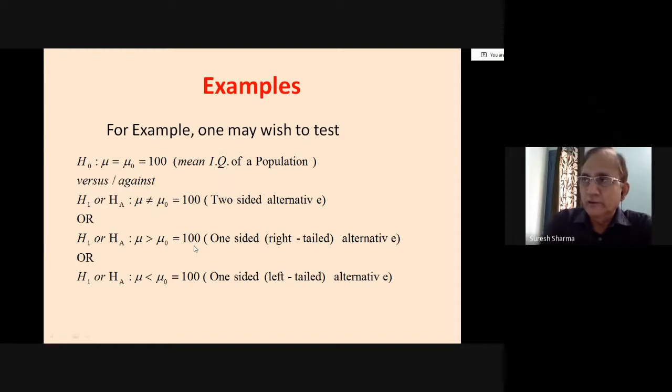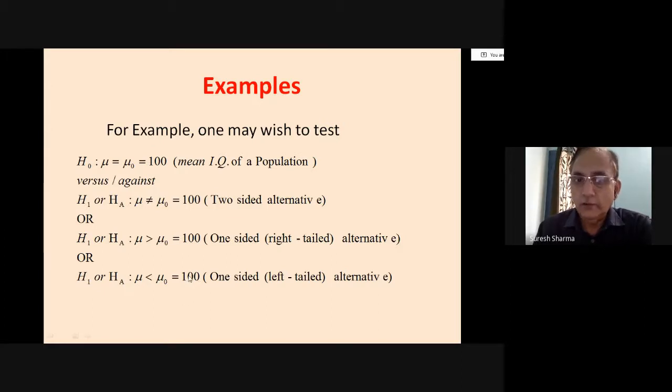Now, sometimes you are 100% sure that this is a very good population, the students are very good. I am sure their IQ level will be more than 100. If you are 100% sure, not 99%, then we use a one-sided test, that mu will be greater than 100. And sometimes you are sure these are very dull students, they don't know much. I'm sure their mean IQ will be less than 100. If you're 100% sure, then the inequality changes and the alternative is written as mu less than 100.